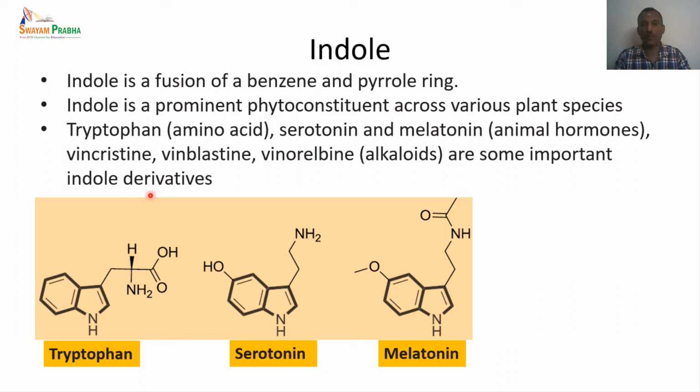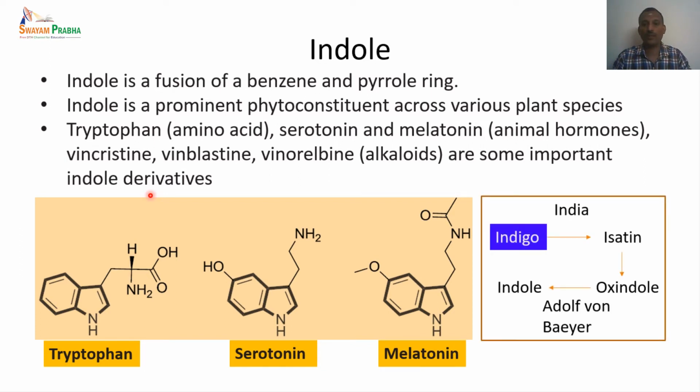If you look at the naming of indole, the name indole actually originated from India. From India, they first got the indigo color. The indigo dyes were first used in India, so the dye was given a name very similar to India, indigo. From indigo, isatin was prepared, and the isatin was converted to oxindole, and the oxindole was then reduced later on by Adolf von Baeyer to indole. So this is how the name indole originated from the name India.